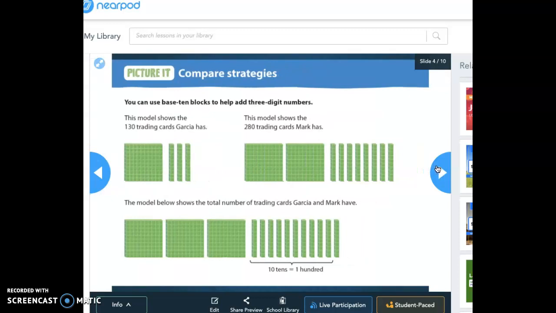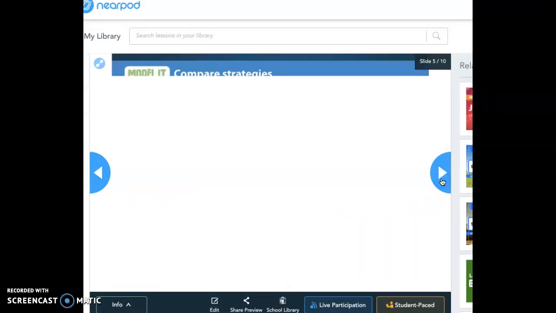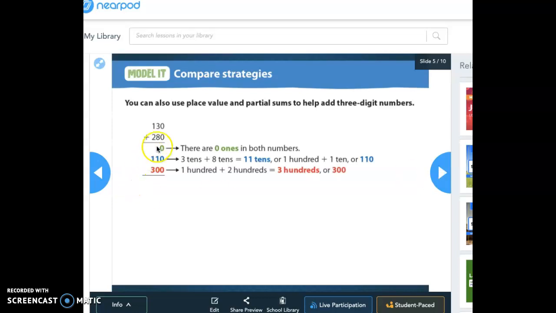This is showing the base 10 model, so that's not one of the ways I showed you this time. It shows there's 130, then there's 280, which meant that there was 300 plus 11 tens, and they actually took 10 of these base 10 blocks and made another 100. So this is really 100, 200, 300, 400, and then one of these is left over, so that's 10. So 410.